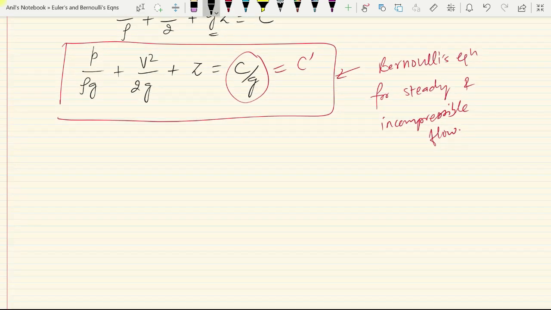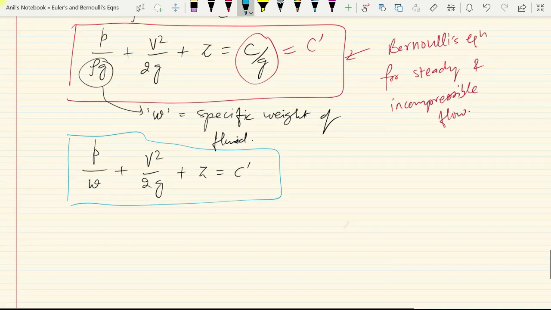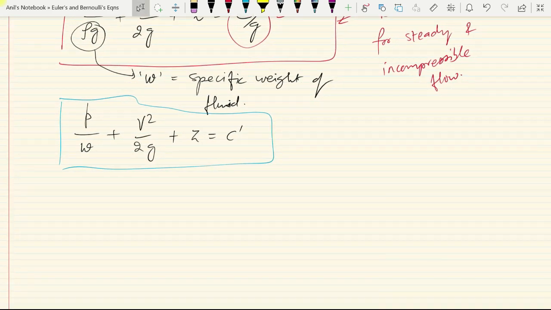Now moving further, rho into g is W, which is specific weight of fluid. So we can write it like P by W plus V square by 2g plus z is equal to c dash. So this is the equation in terms of weight. Now here, what is P by W? They have got separate names. P by W is called as pressure head.